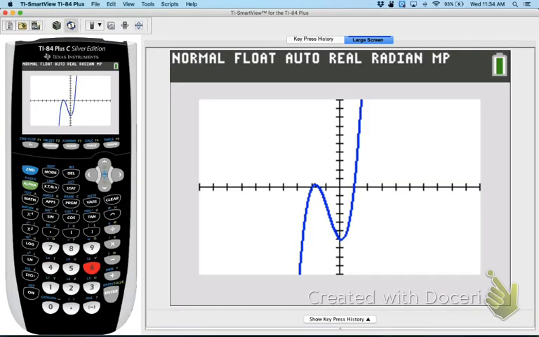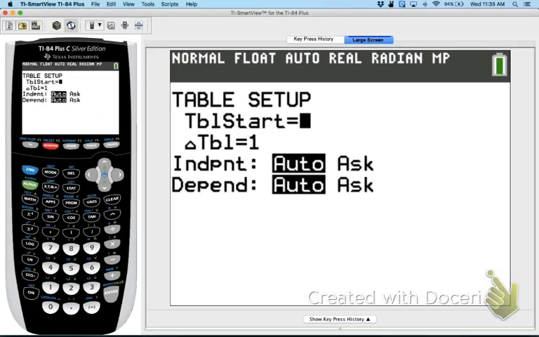The first thing that I want you to do is go second, which is the blue button right here, and we want to get to table set, which is above window. So second, table set takes you to this menu. Now, you see here where it says the independent and dependent variable. Remember, independent is your x, dependent is your y. They're both set to auto.